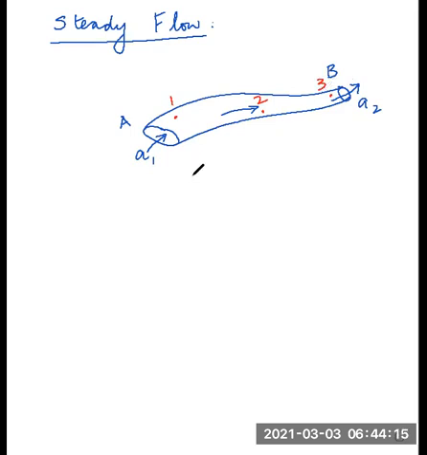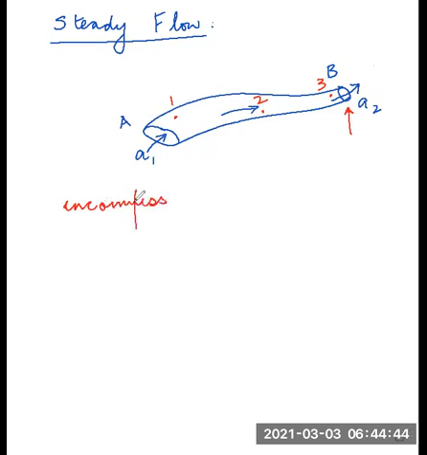According to the continuity equation, when the diameter is more or the cross section area is more, the velocity would be comparatively less. And here the diameter is less, cross sectional area is less, obviously velocity will be comparatively more. All right. Now we are imagining an incompressible fluid.